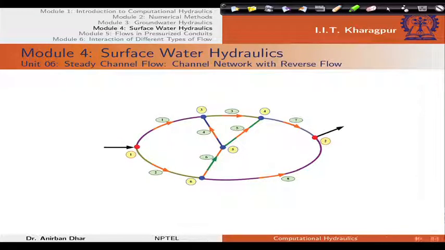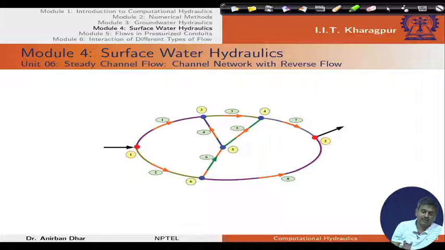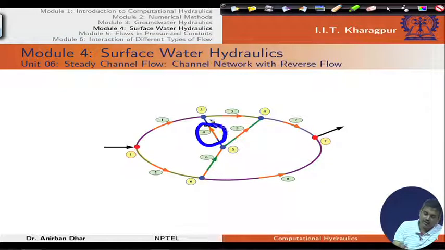In unit number 6 we have discussed the steady channel flow and channel network with reverse flow. In this one we have considered a reverse flow situation. If we do not know the actual flow direction, we can start with an assumed direction, and depending on the final answer we can comment on the direction of flow. In this case we have utilized 3 configurations to solve these problems.